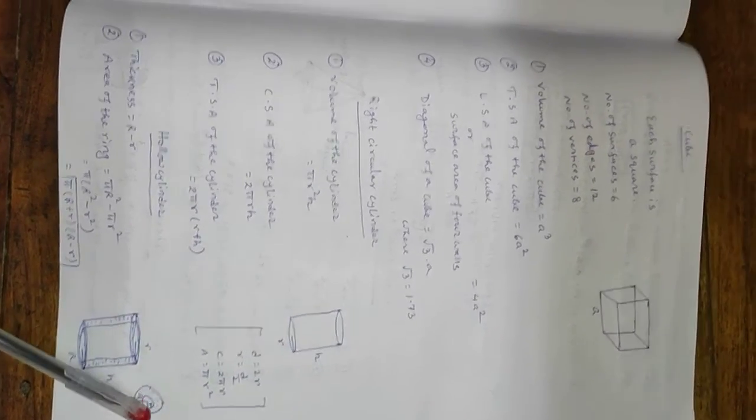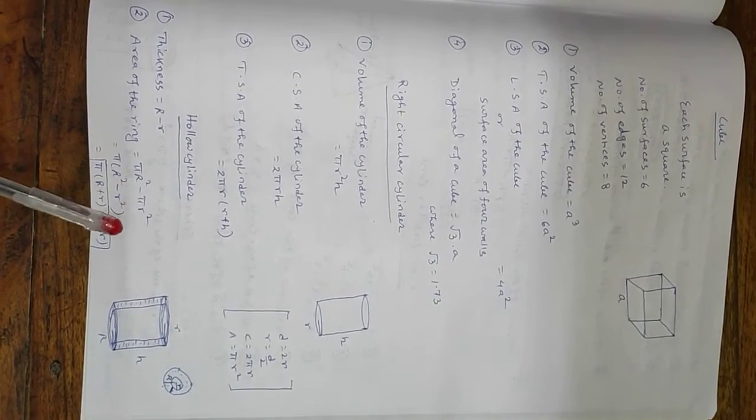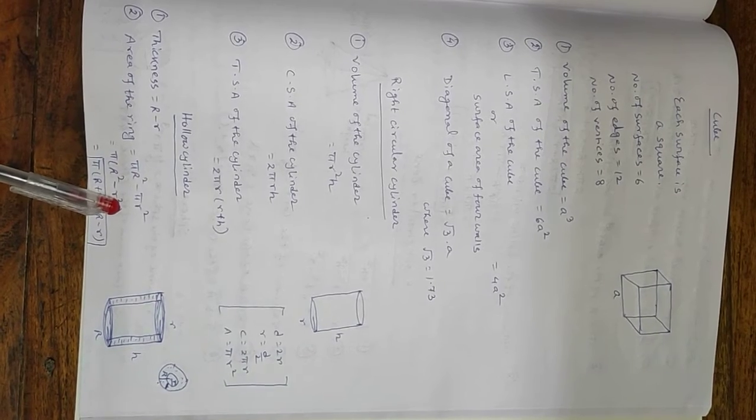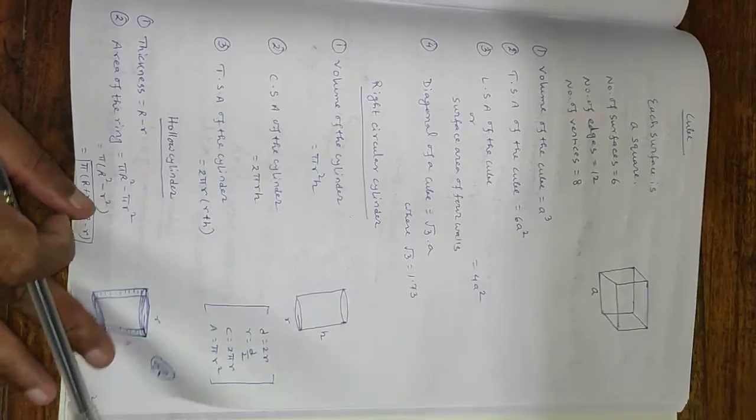That is your ring. So area of the ring formula: area of the big circle minus area of the small circle, pi R square minus pi r square. Pi common out, then a square minus b square formula, (a plus b)(a minus b). So pi into (R plus r)(R minus r).